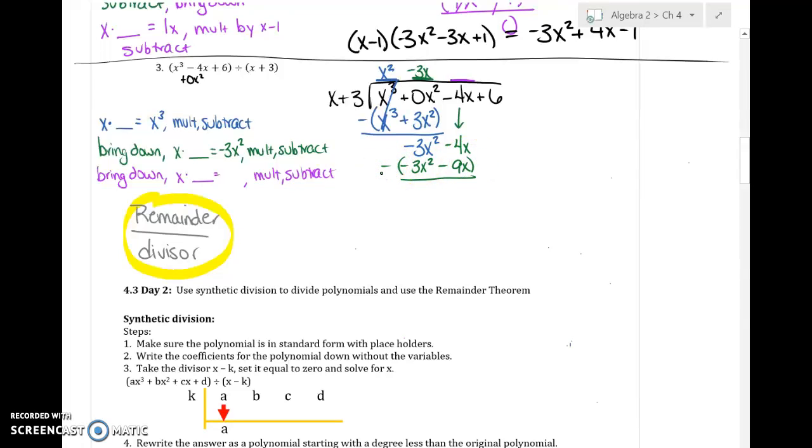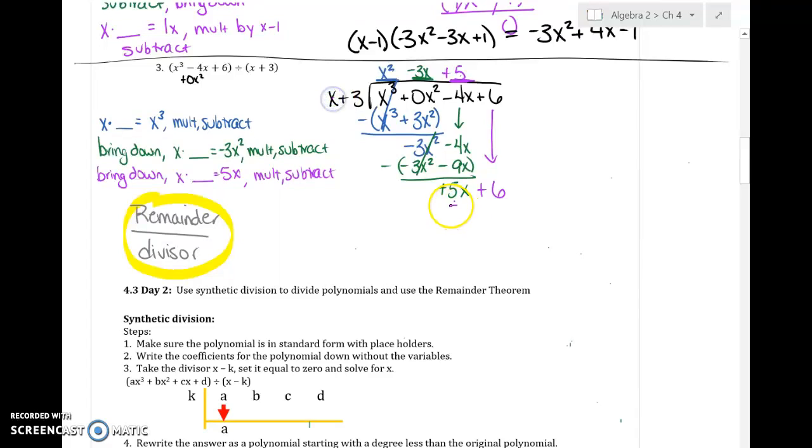Subtract. First term cancels like it's supposed to. Negative 4x minus a negative 9x is positive 5x. You have to use that subtraction for both of those terms. So negative 4 minus a negative 9, that would be negative 4 plus 9, so positive 5x. Next cycle, bring down the positive 6. X times what would give us 5x? Positive 5. Multiply that positive 5 to x and 3.